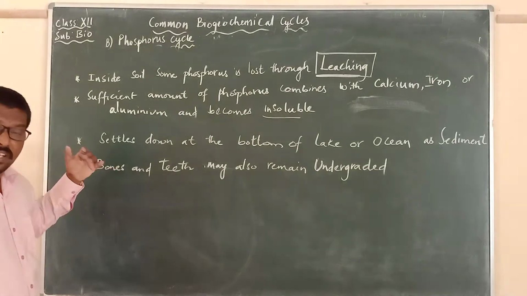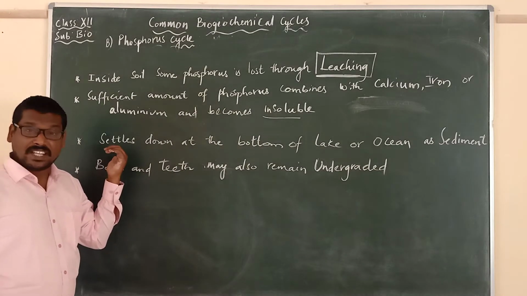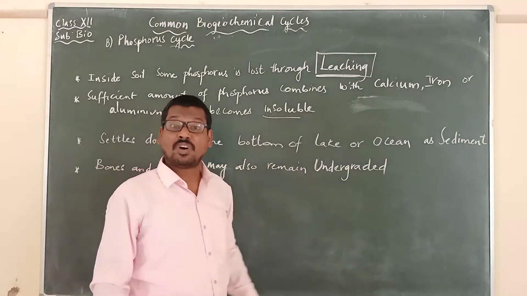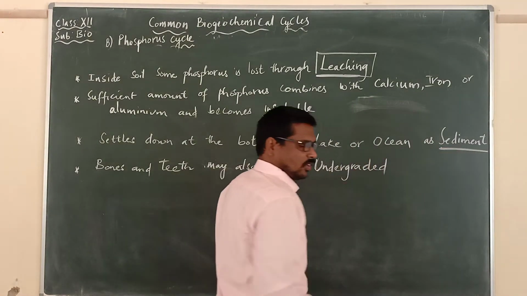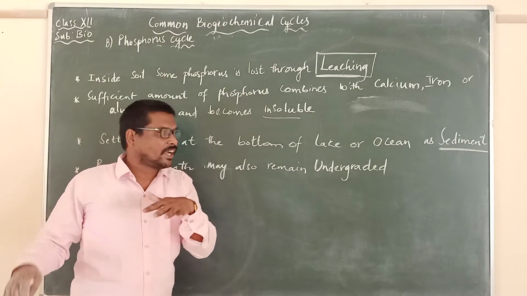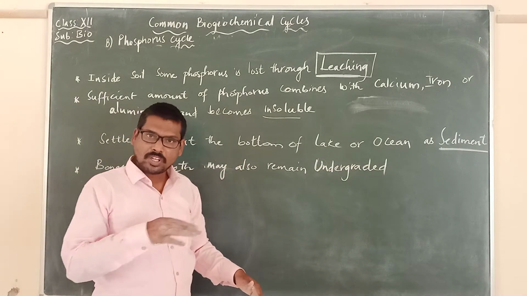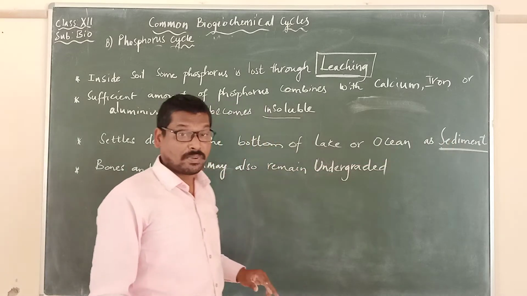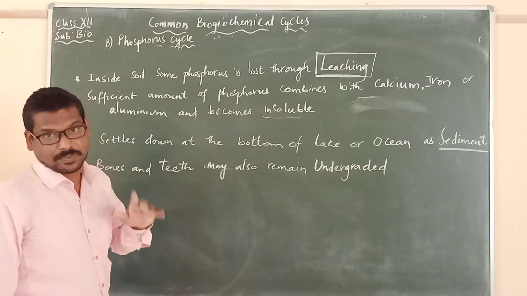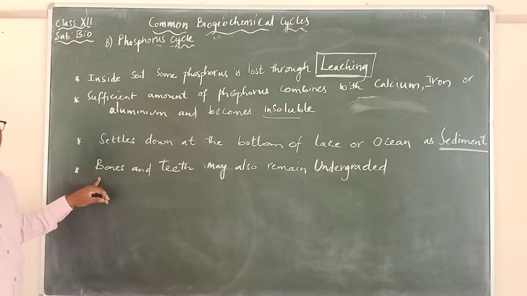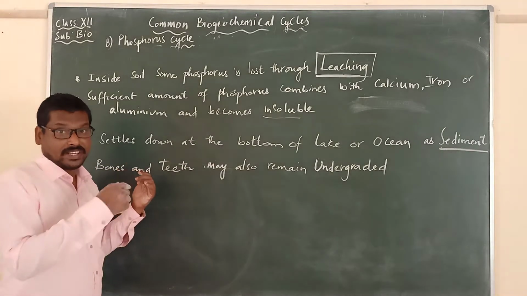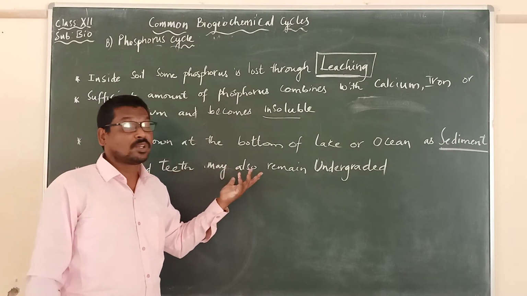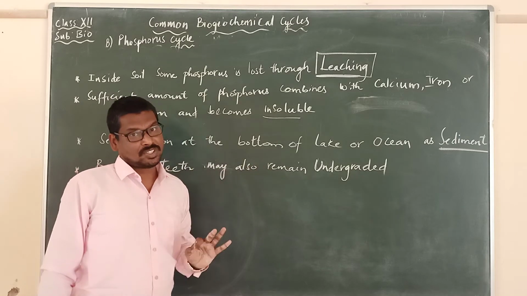At the same time, this phosphorus also settles down at the bottom of the lake or ocean, forming a bed, that is sediment. It forms as a sediment deep inside the lakes or oceans. So that's why we said that lakes and oceans are rich in phosphorus. We already covered that point. And remember, we also covered that it is present in the bones and teeth, which may remain undegraded, which cannot be destroyed.